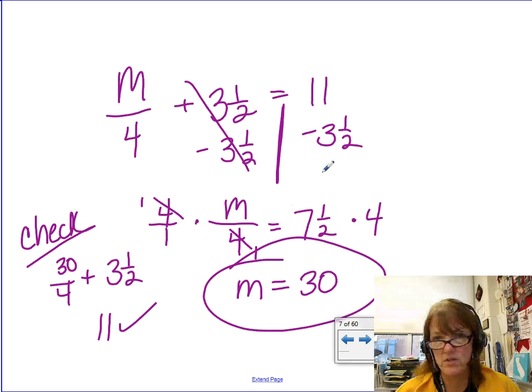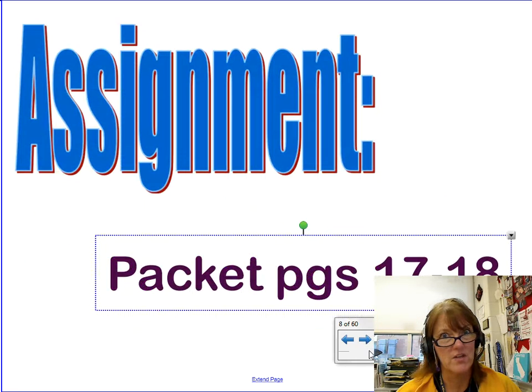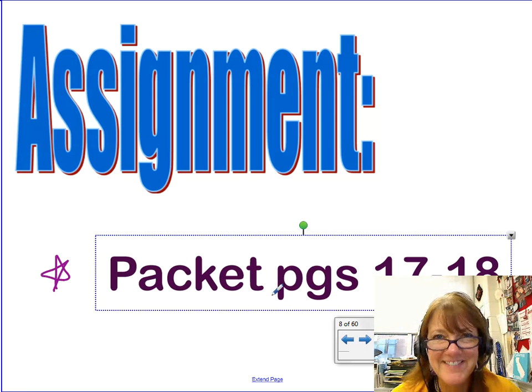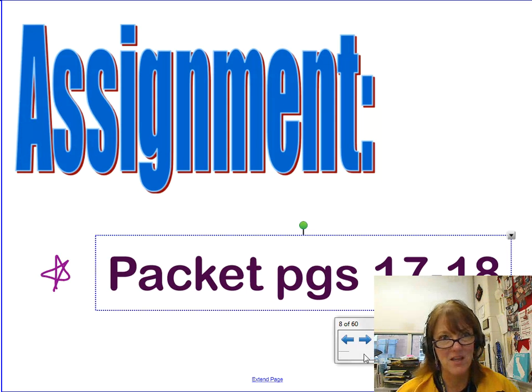All right. These ones, you can use your calculator to help you perform the operations, but you have to show me the work on both sides, every step. Okay. On your mark, get set, go. Your assignment is in your big packet, and you're doing pages 17 and 18. Show your work. Good luck, and may the force be with you.